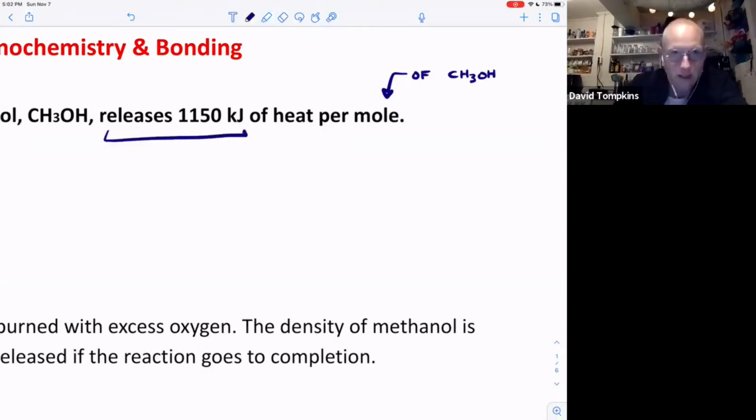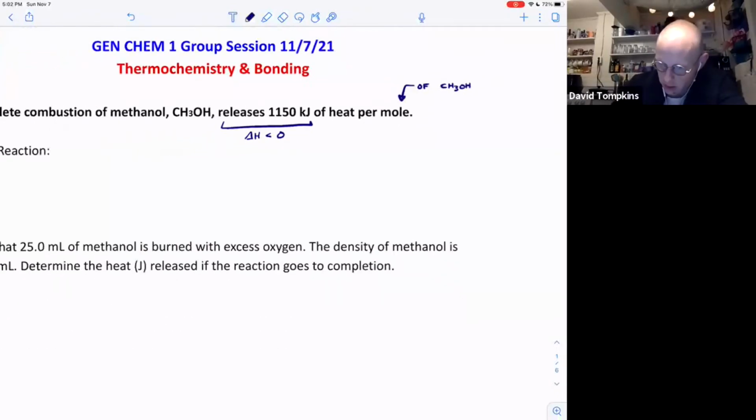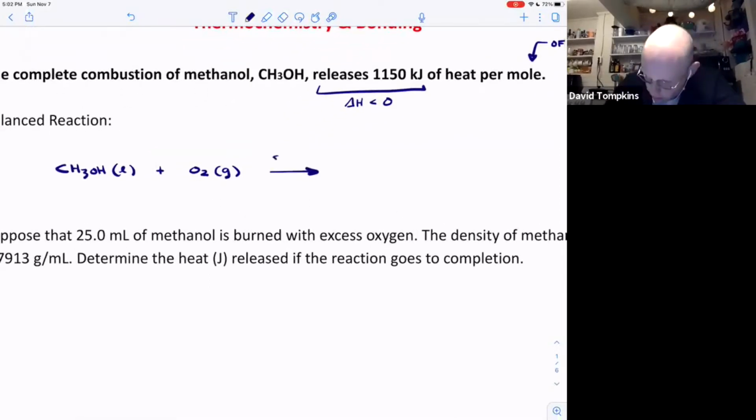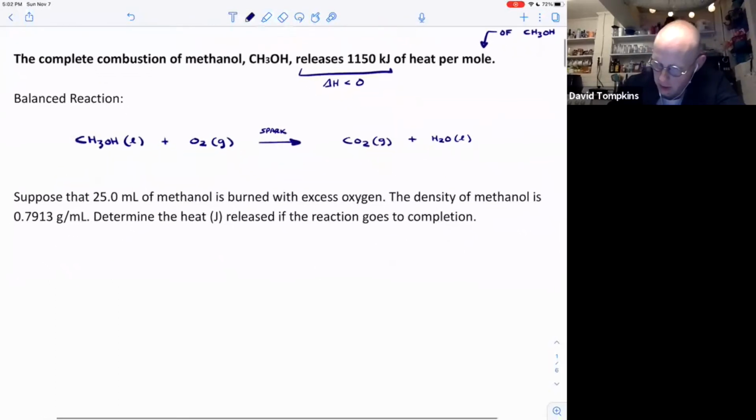So releasing enthalpy, of course, implies that the system is decreasing in energy, or heat is going to be a product. So methanol is a liquid at room temperature, just like water, and that can combust with excess oxygen. The products of combustion, after you simply spark the methanol, are going to be CO2, which is a gas at room temperature, and water. So we next need to balance the equation.